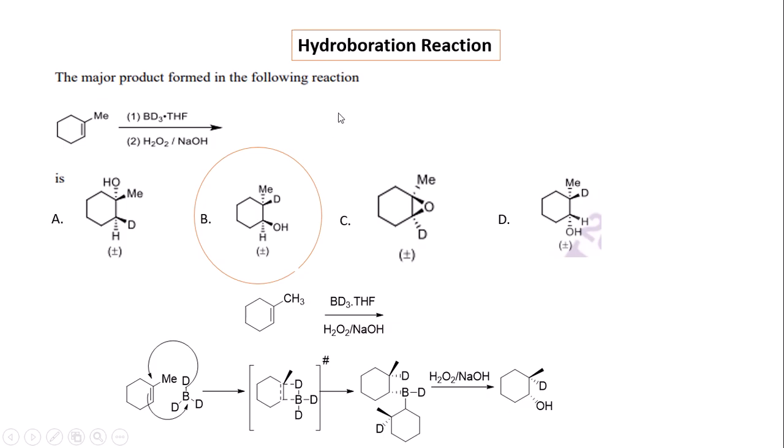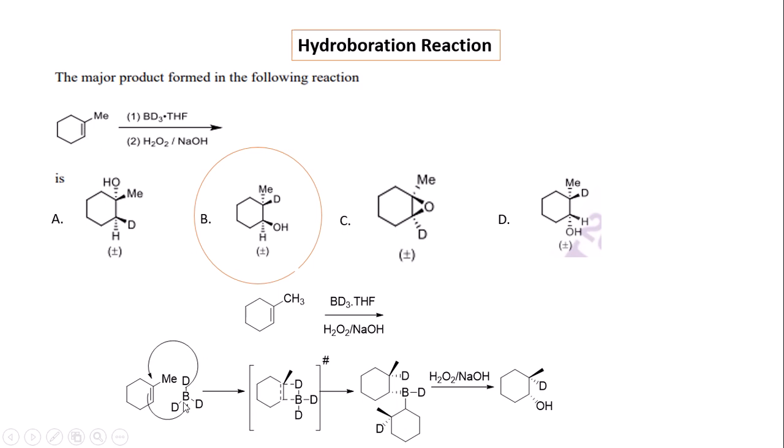Now I am going to the hydroboration reaction that will also come in the 2002 JAM examinations. Here the deuterated borane is used for the reduction of the alkene, and this is the stereoselective reduction and hydroxylation reaction.